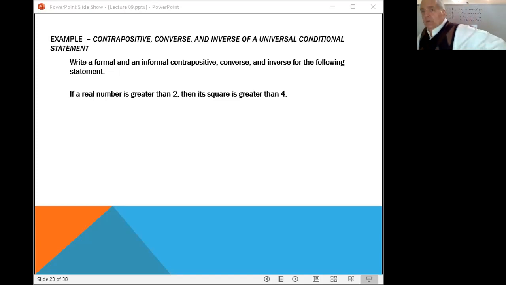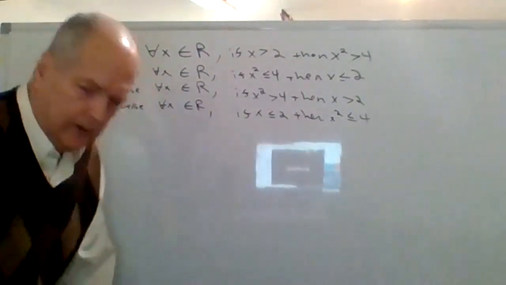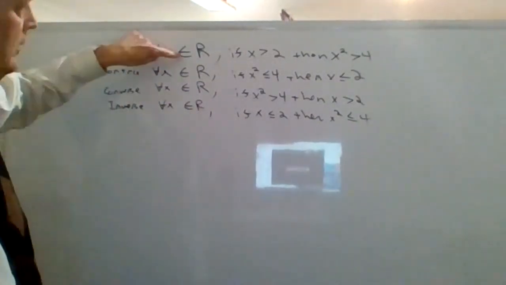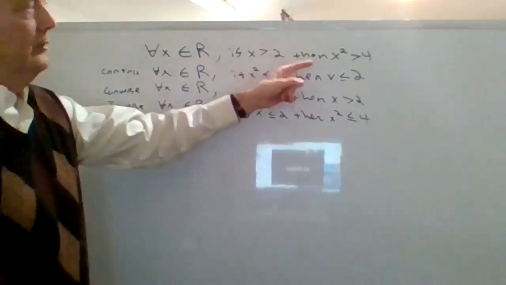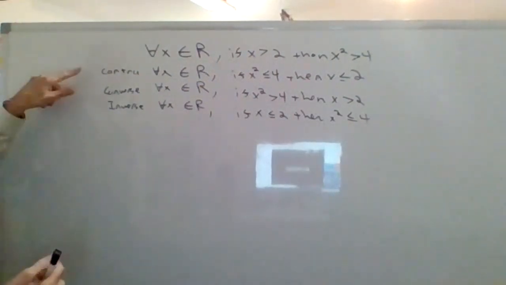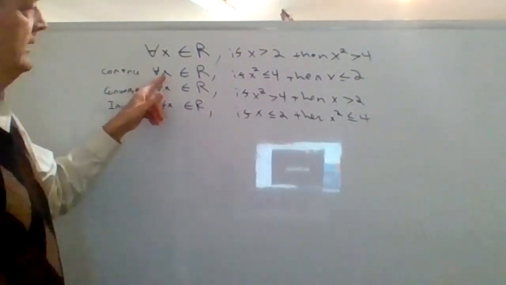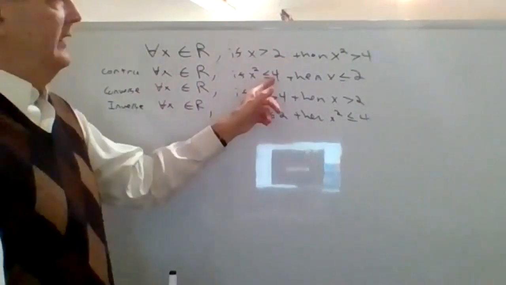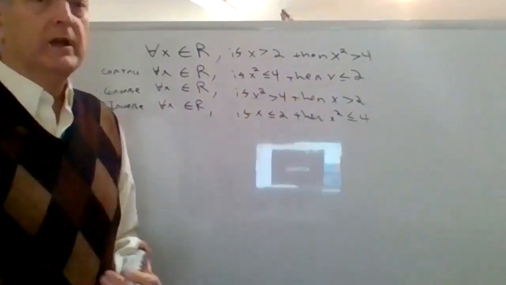Okay, and then to show visually, this is our statement right here. For all x, an element of R, the real numbers, if x is greater than 2, then x squared is greater than 4. The contrapositive of that, by definition, is this statement. For all x that's an element of R, if x squared is less than or equal to 4, then x is less than or equal to 2.